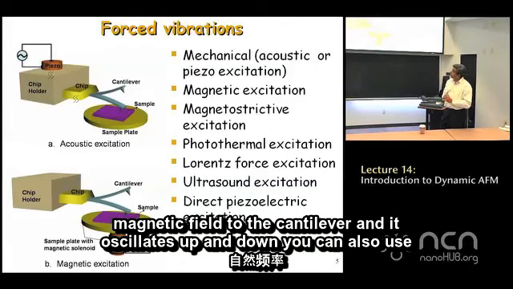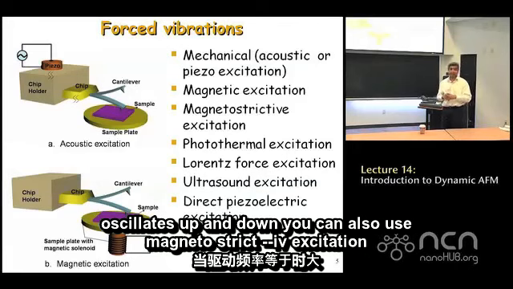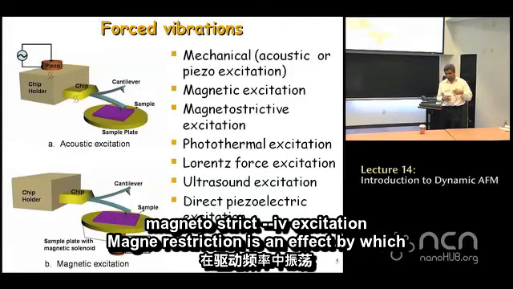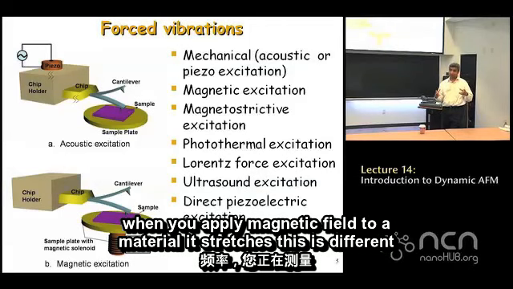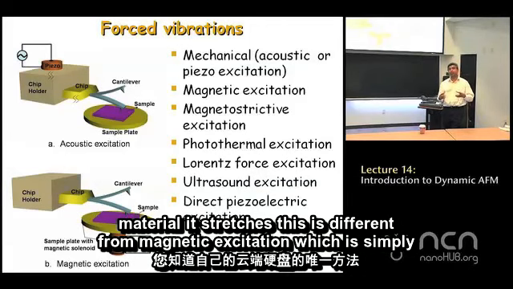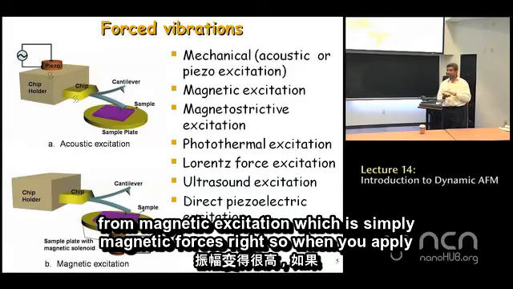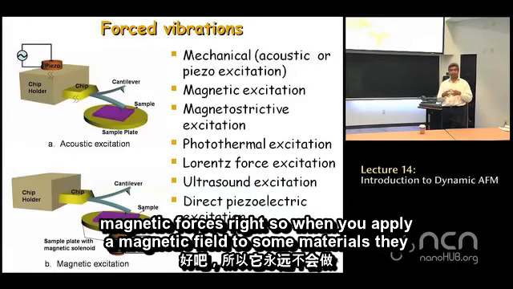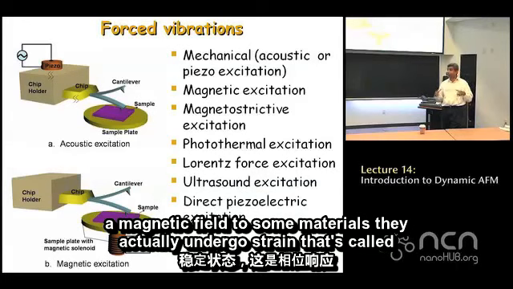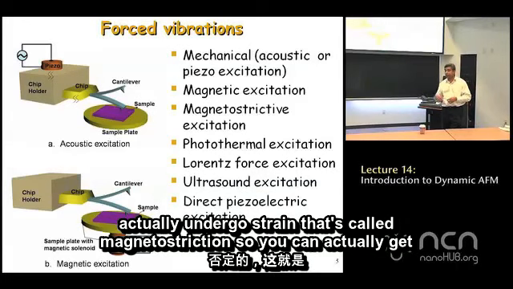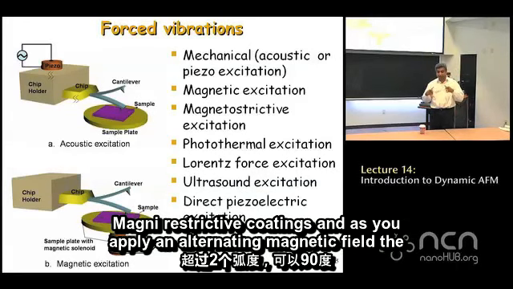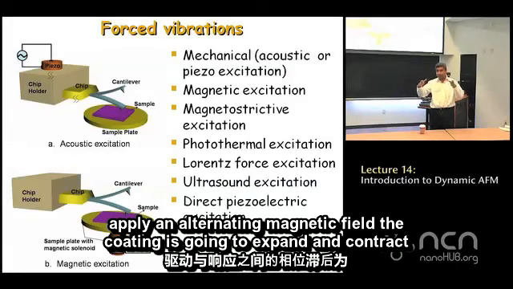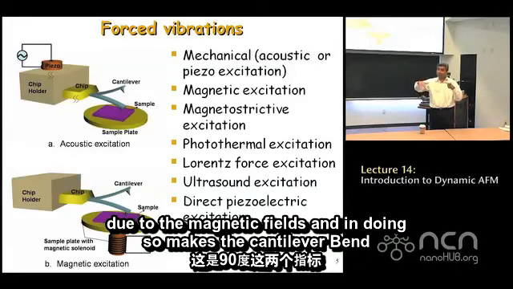You can also use magnetostrictive excitation. Magnetostriction is an effect by which when you apply a magnetic field to a material, it stretches. This is different from magnetic excitation, which is simply magnetic forces, right? So when you apply a magnetic field to some materials, they actually undergo strain. That's called magnetostriction. So you can actually get magnetostrictive coatings, and as you apply an alternating magnetic field, the coating is going to expand and contract due to the magnetic fields, and in doing so makes the cantilever bend.